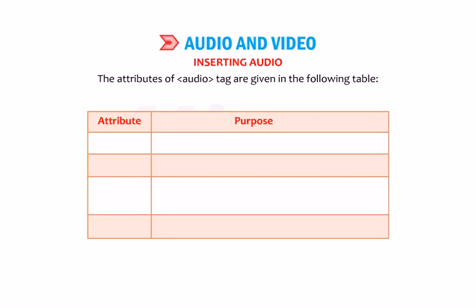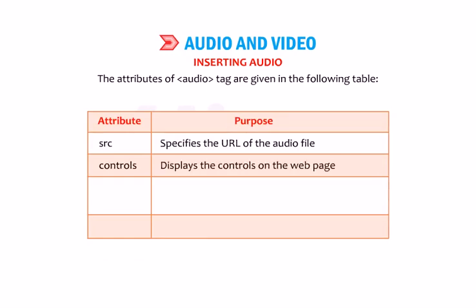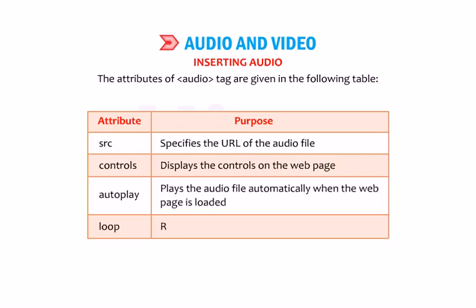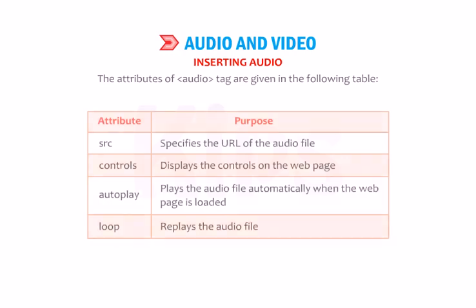Attribute, purpose. SRC specifies the URL of the audio file. Controls displays the controls on the web page. Autoplay plays the audio file automatically when the web page is loaded. Loop replays the audio file.